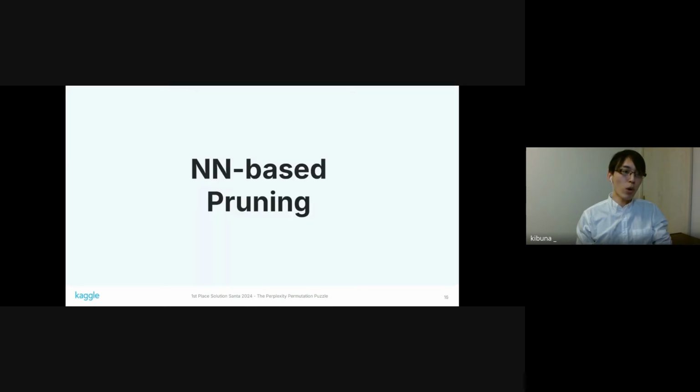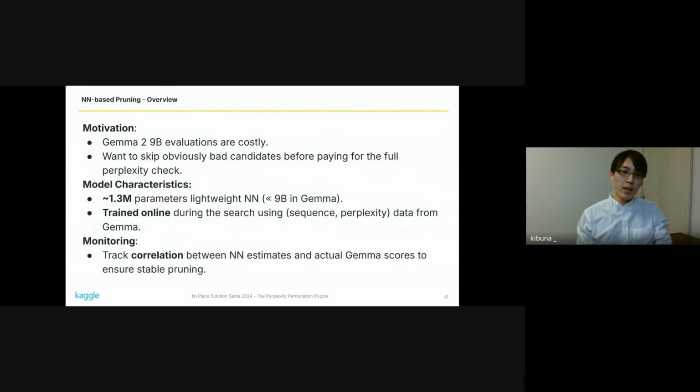Next is neural network-based pruning. The key challenge was the high computational cost of scoring via JAMA. And although completely replacing it with a distilled model seemed too difficult, we thought that detecting obviously poor candidates for pruning was somewhat feasible. To achieve this, we used a lightweight one-dimensional CNN, which was trained online during the search.